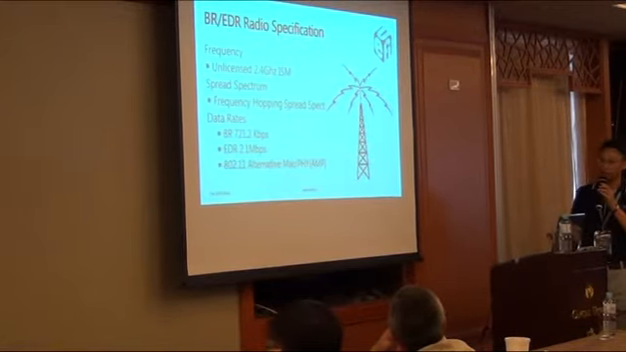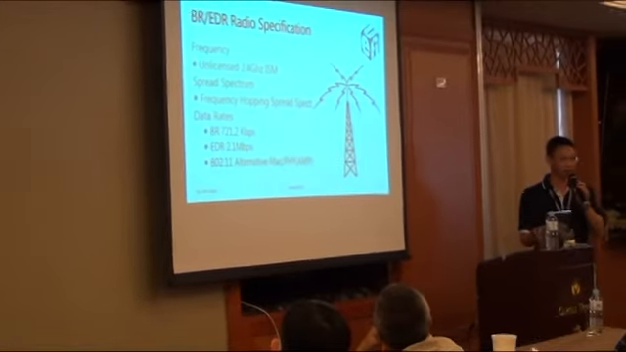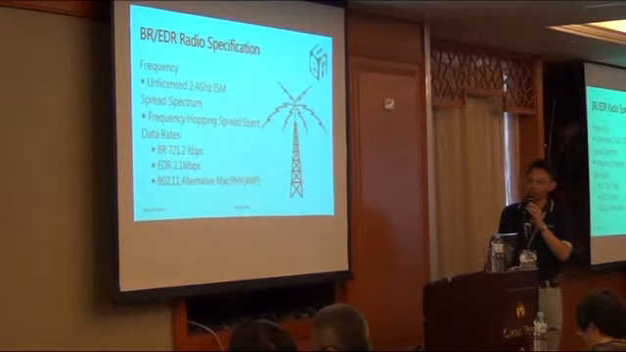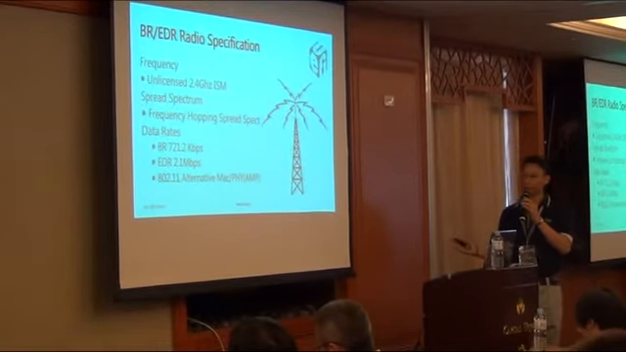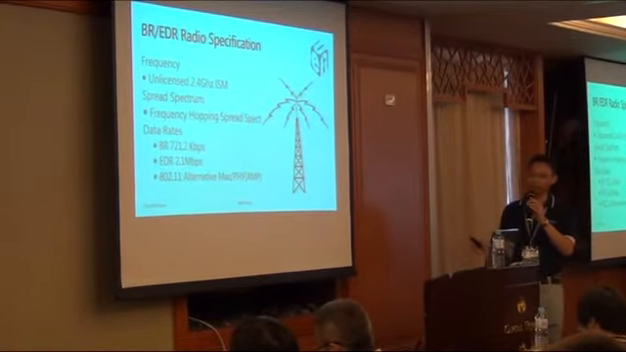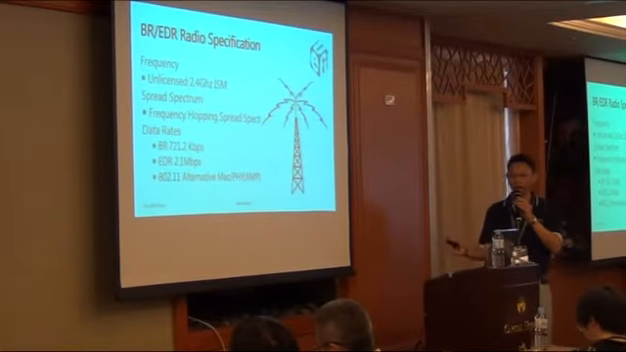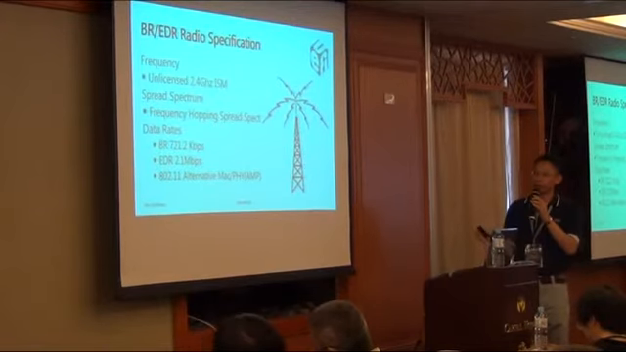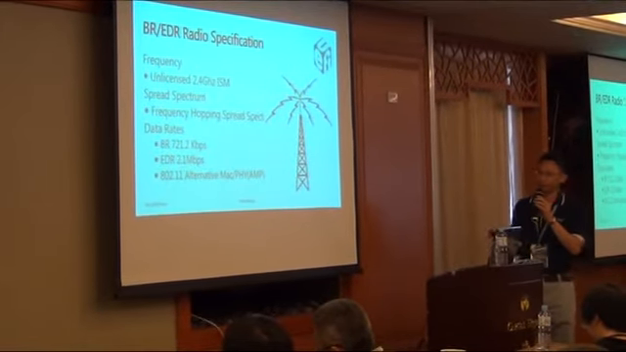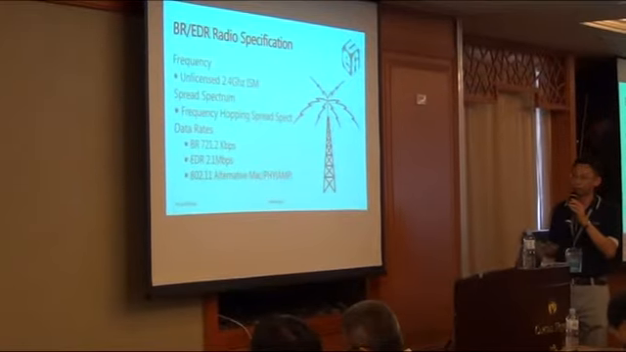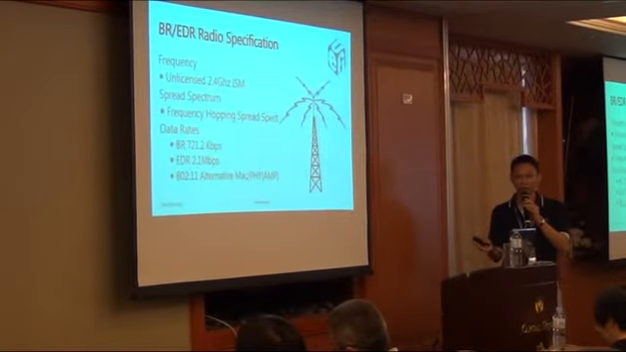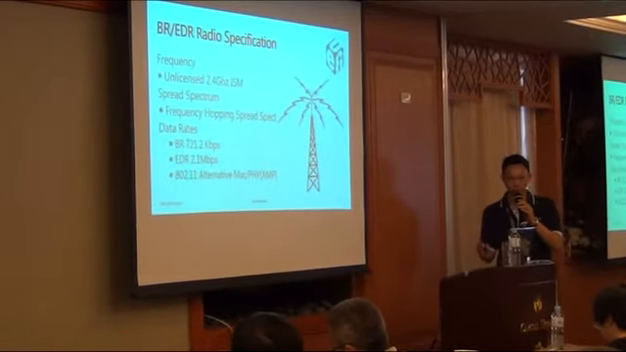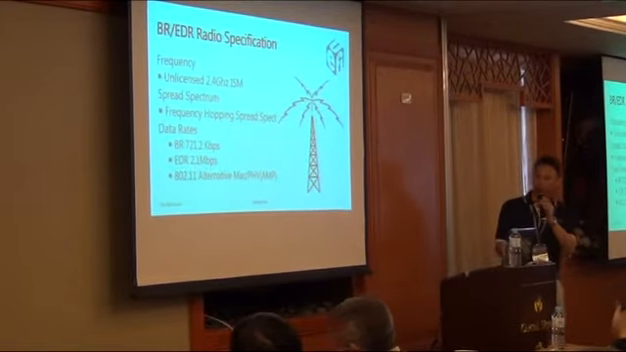And the spread spectrum technology is frequency hopping. Bluetooth uses a hopping sequence and time division. There is another spread spectrum technology called direct sequence, used by other technologies such as Wi-Fi. The Basic Rate controller provides different data rates. First is Basic Rate, which runs at 721 kbps. And with Enhanced Data Rate, it runs at 2.1 megabits per second.